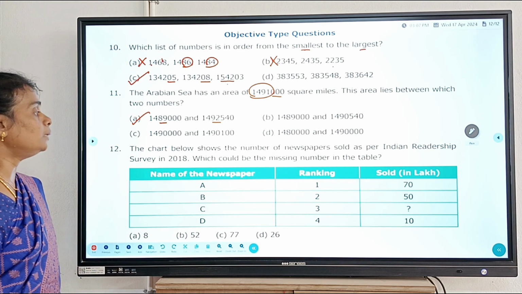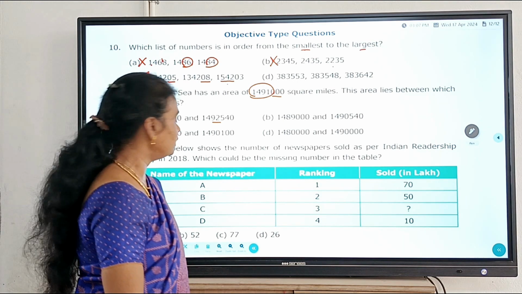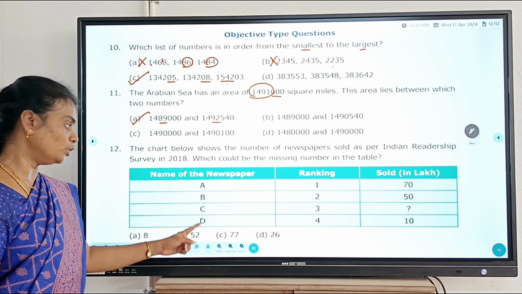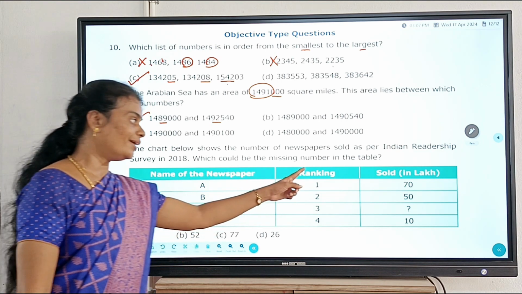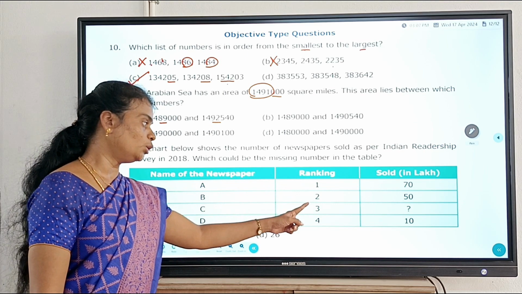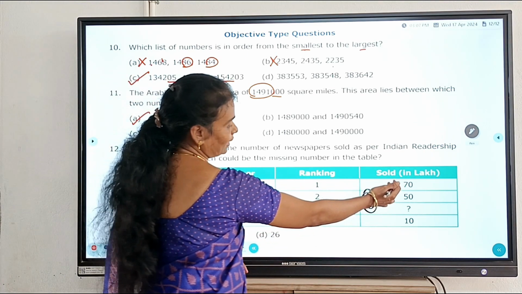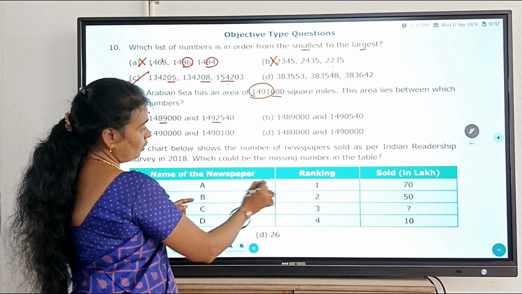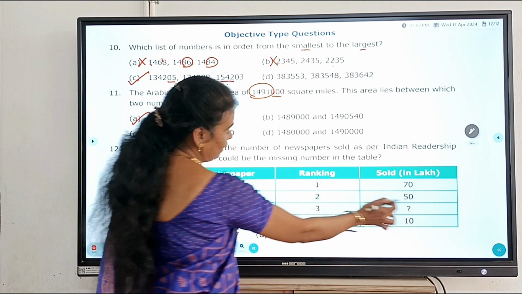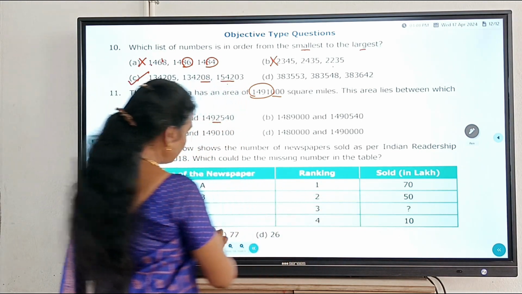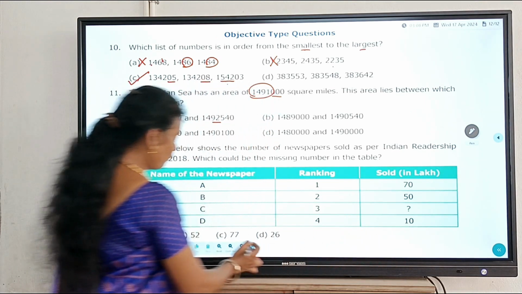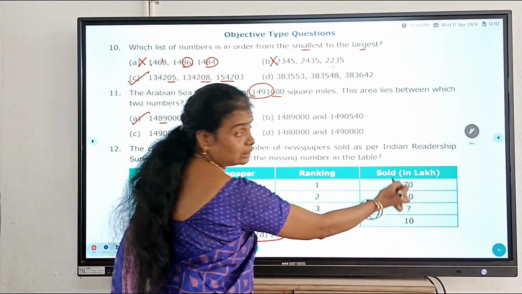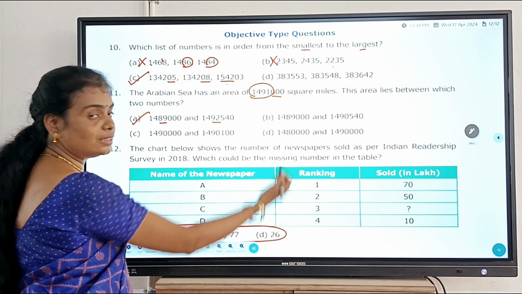Then 12th one, the chart below shows the number of newspapers sold as per Indian Readership Survey in 2018. Which could be the missing number in the table? So name of the newspaper is given as A, B, C and D and rank for those newspapers, that is 1, 2, 3 and 4 and sold in lakhs. So the newspaper A is sold for 70 lakhs. Number of newspapers sold, option A is 70 lakhs and B is 50 lakhs and the last one D is 10. So of these numbers, which one will come in between this 50 and 10 because this has been written in the reducing order, that is in the descending order.